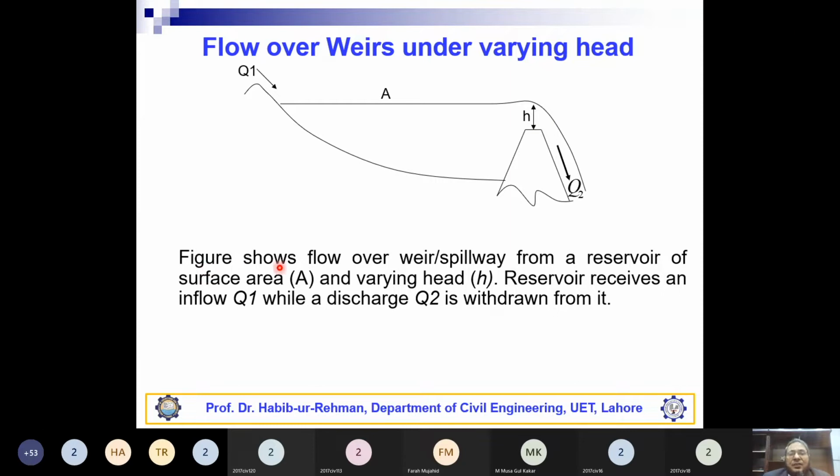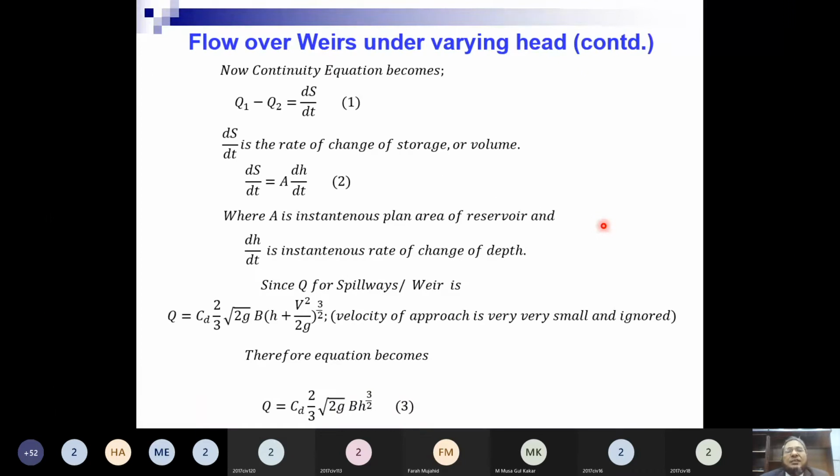So the same is mentioned here. Figure shows flow over a spillway or weir from a reservoir. Capital A is the surface area of the reservoir, and varying head is small h. Reservoir receives an inflow Q1 and outflow Q2. Now, how can we solve this problem? We can apply the continuity equation between section 1 and section 2. So we know that Q1 minus Q2 should be equal to change in storage with respect to time, where dS over dt is the change in storage. Storage means volume. So this dS over dt is also equal to area times dh over dt. So dh over dt is the rate of change of depth or change of head over the weir with respect to time.